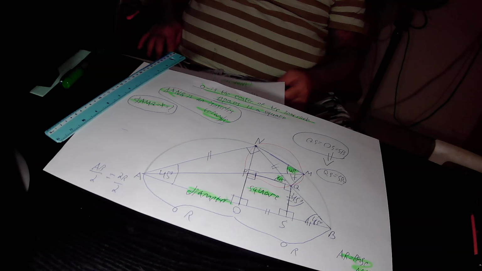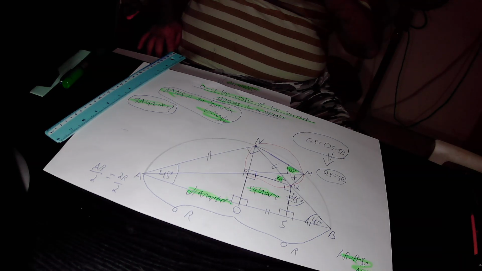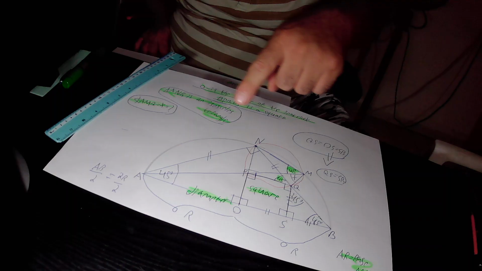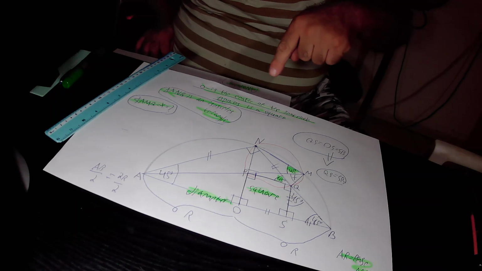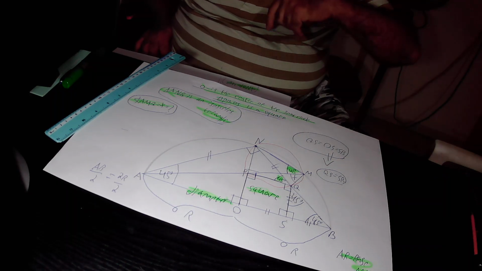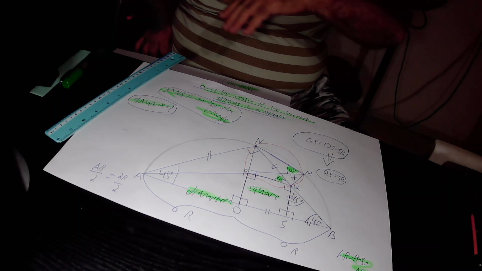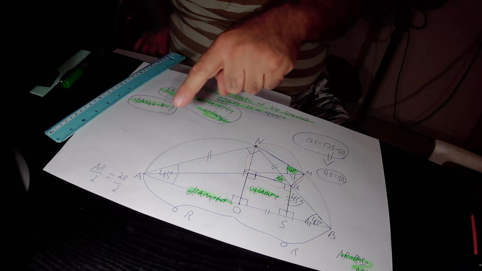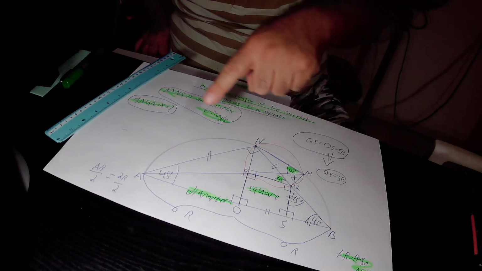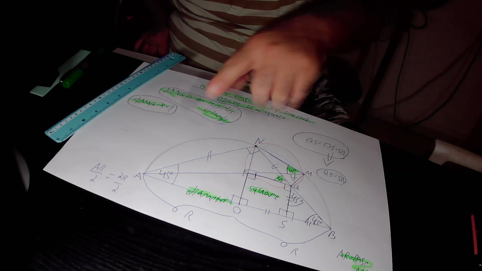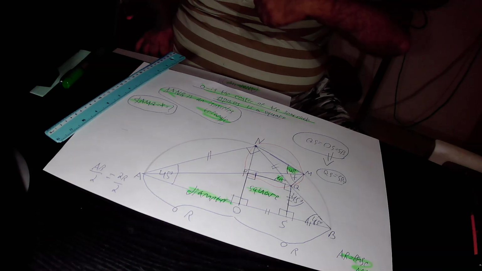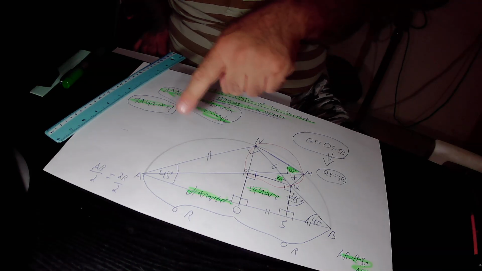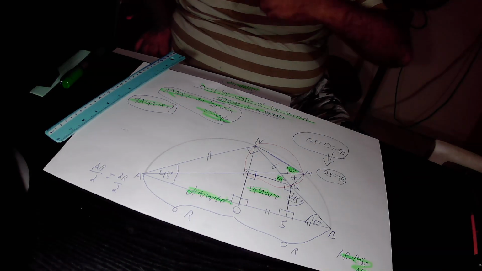In our drawing, according to rule 24, the perpendicular to the base of an isosceles triangle bisects the base. We can implement rule 24 in our drawing, because in our drawing we have the isosceles triangle ANB. The base of the isosceles triangle ANB is AB. According to rule 24, the perpendicular from point N to the base AB bisects the base AB.